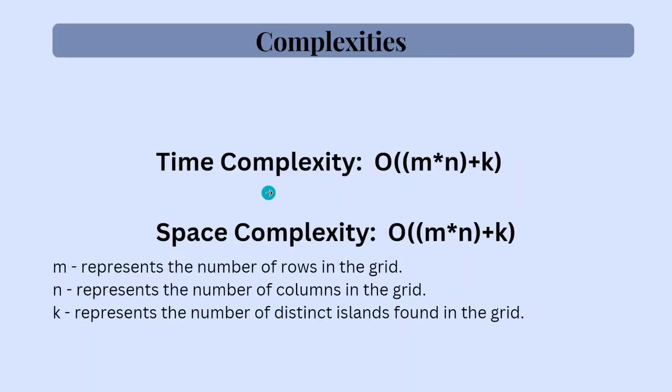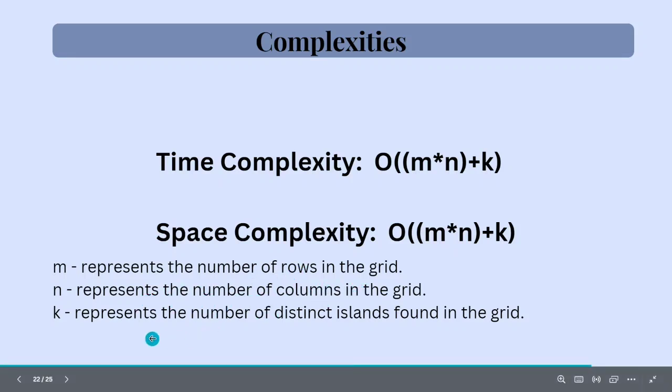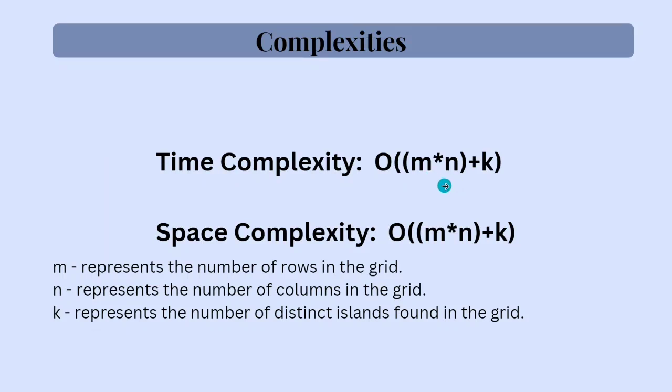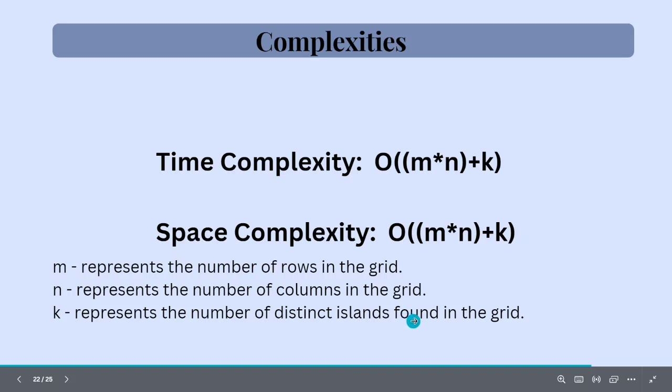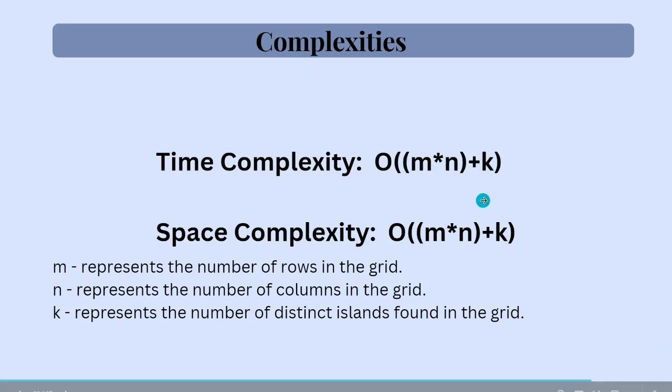Here, coming to the complexity part, the time complexity is O of m star n plus k. Here m represents the rows in the grid and n represents the columns of the grid. While we traverse through the entire grid, it takes m cross n in the worst case, and we are using a hash set for storing the list values. If there happens to be any kind of collisions, we have to resolve them, so it can degrade the time complexity to O of n in the worst case. And so, totaling these two things, we get O of m star n plus k.